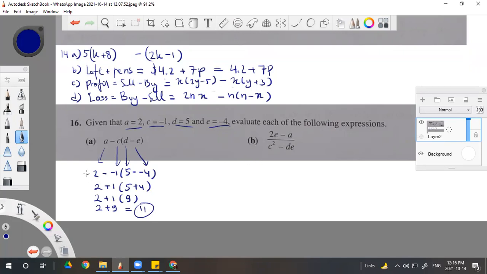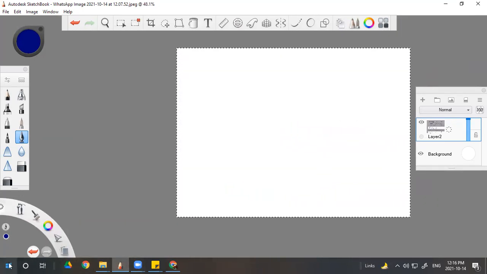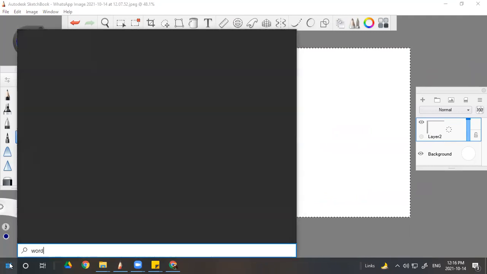Now, B. Put equal, equal, equal. Question B: 2e, 2 times negative 4, minus a over c squared minus 1 squared, minus d times e. So what is 2 times negative 4? It is negative 8 minus 2 over negative 1 squared is 1. What is negative 5 times negative 4? Plus 20. So negative 10 over 21. That's it. I will give you the answer later. I will put it in Word. Let me know whenever you have any question.